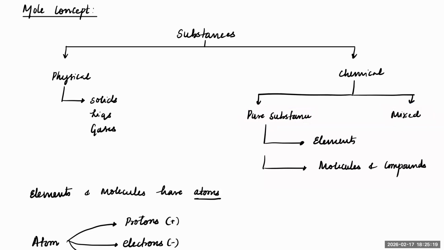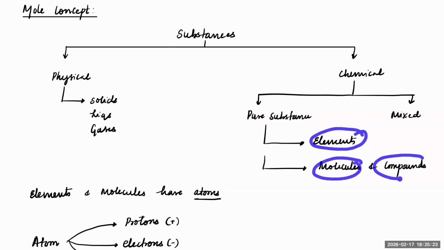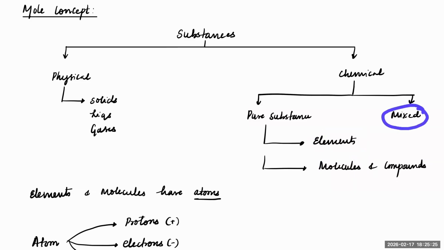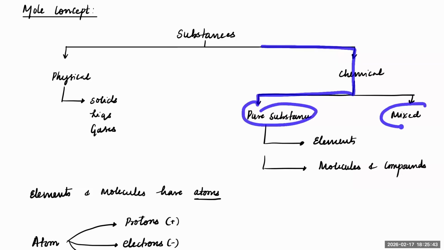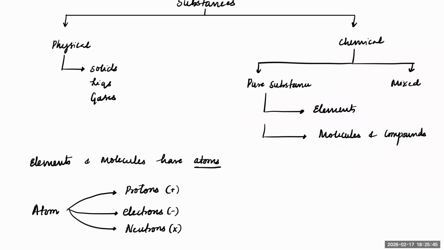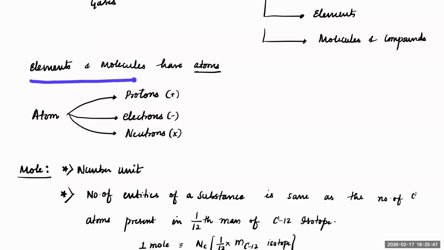Pure substance includes elements, molecules and compounds. Mixed substance includes multiple molecules, correct? Not just one molecule. You will have it in a mixed form. So that means it might have a salt, multiple salts combined that way. Okay. So that is called mixed substance. So you can see substance is chemically categorized into pure form or mixed form. Clear? Next. Elements and molecules, all of them are made up of atoms.